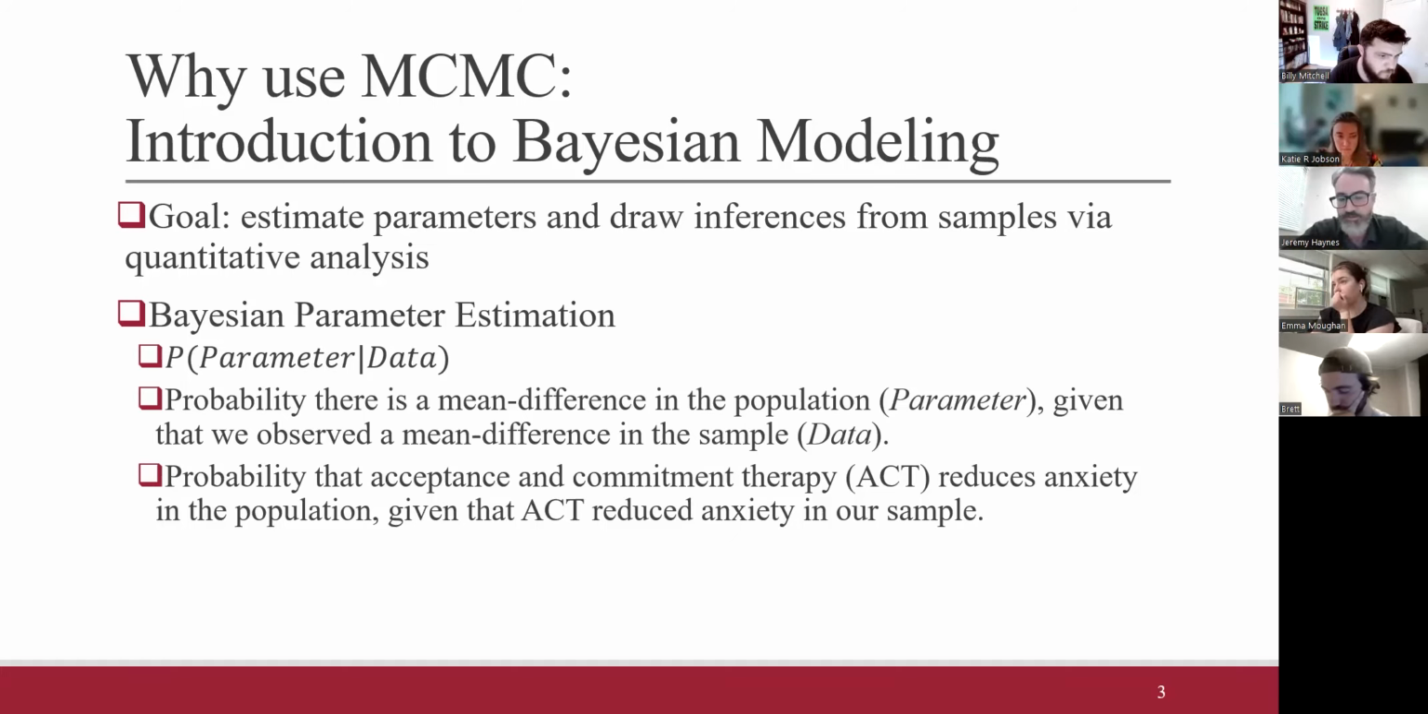So we might be interested in looking at mean differences in a population. So for example, does acceptance and commitment therapy reduce anxiety, given that we have some sort of mean difference in our sample? So given that we found that ACT therapy reduces anxiety in our sample, how can we generalize that to the population? And again, this is generally what we're doing in the frequentist framework as well.